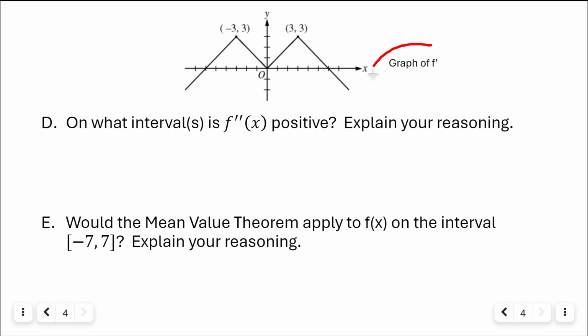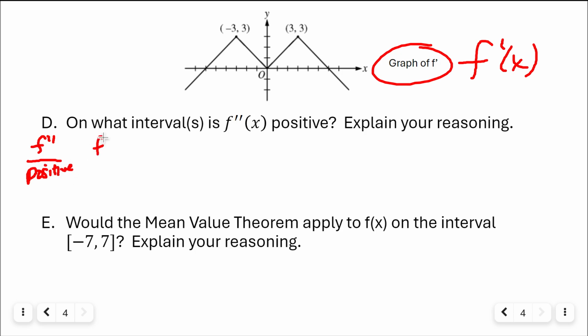Same graph. Still the graph of f prime. Now I want to know on what interval or intervals is f double prime positive. Okay, so now I want f double prime to be positive. But I don't have f double prime, I have f prime. So what is the relationship? If f double prime is positive, if the derivative is positive, the one before it has to be increasing. So the question is, where is this graph increasing?